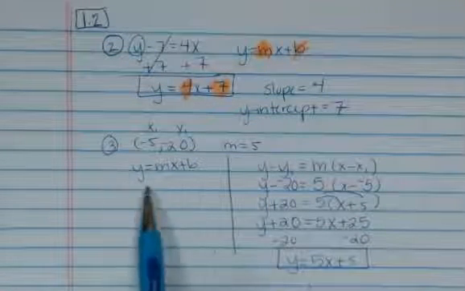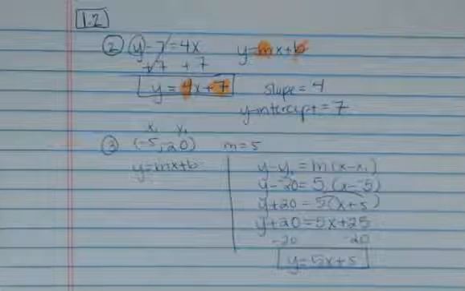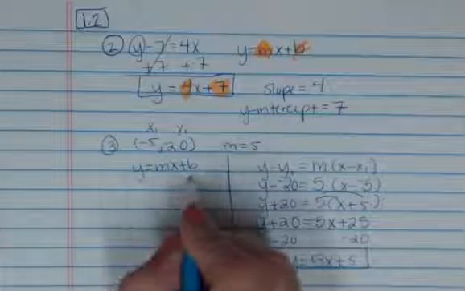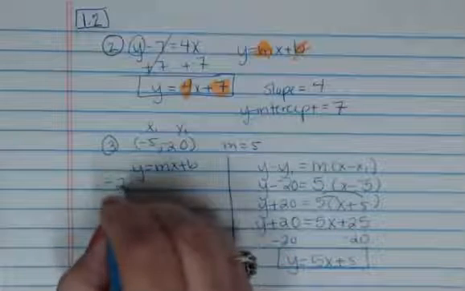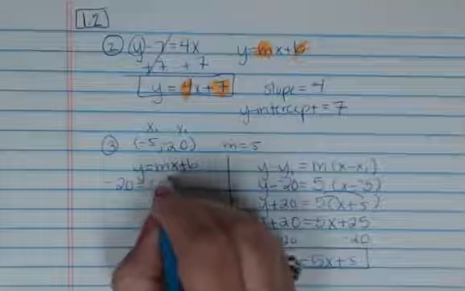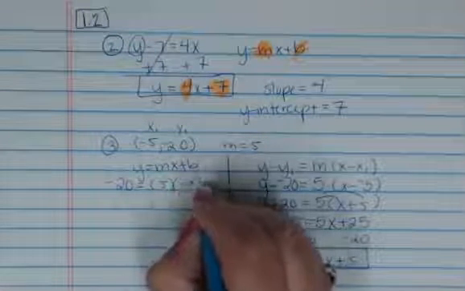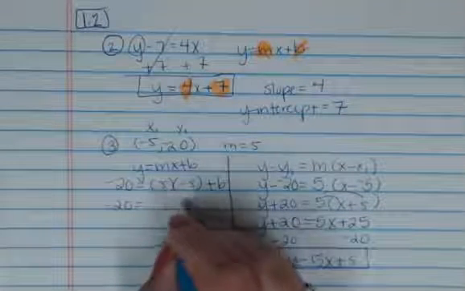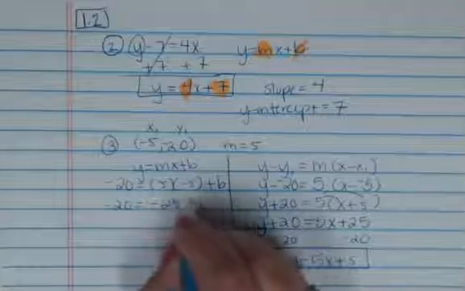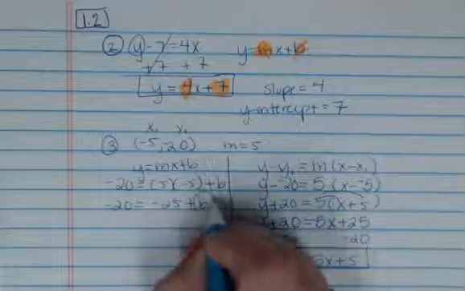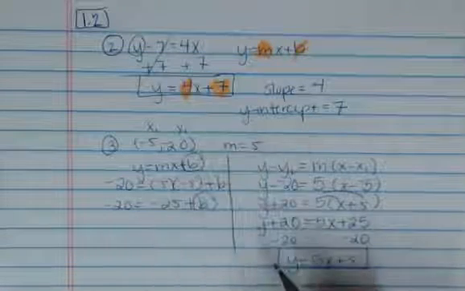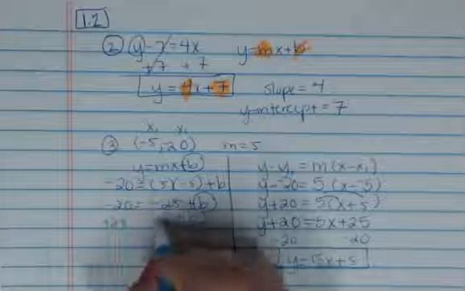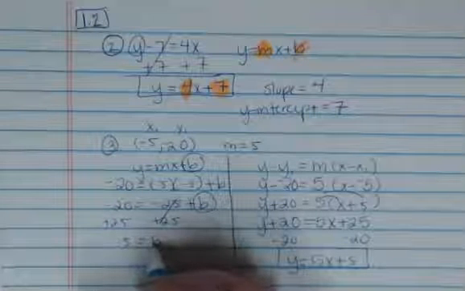Now, if you feel more comfortable with this form of just using y equals mx plus b, you can. So I'm going to plug in all my information into this form. So my y is negative 20, my slope is 5, and my x is negative 5, plus b. I'm going to simplify. That gives me negative 20 equal to negative 25 plus b. And our goal is to solve for this b so we can plug it back in. So I'm going to add 25 to both sides. And that gives me a positive 5 equal to b.